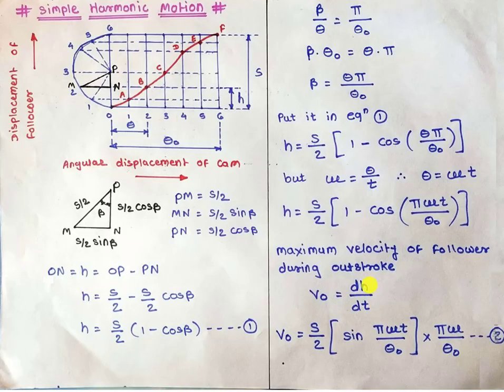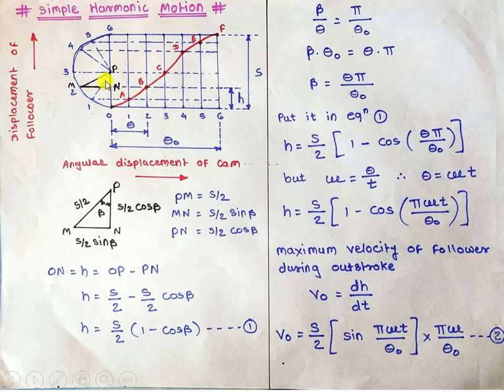Let us see how these formulas are derived. Consider point B during the outstroke, when the follower travels distance h and the cam turns through the angle theta. Theta O is the outstroke angle. So for point B, the movement of the follower is h and the angular displacement of the cam is theta, while for the follower motion s, the angular displacement of the cam is theta O.